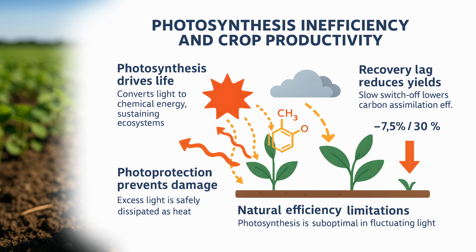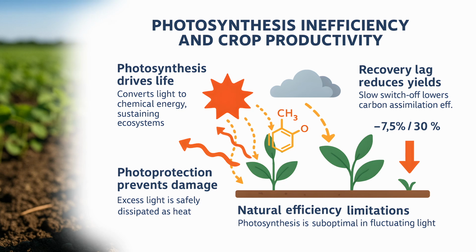To protect themselves from the damaging effects of excess light, plants activate photoprotective mechanisms that dissipate surplus absorbed energy as heat. This process, known as non-photochemical quenching of chlorophyll fluorescence, is vital for preventing photodamage. However, it comes at a cost.